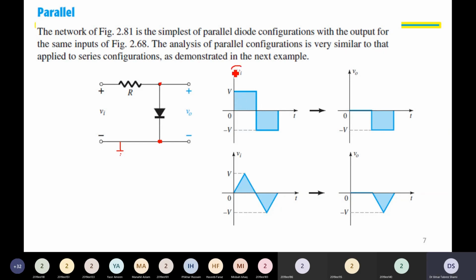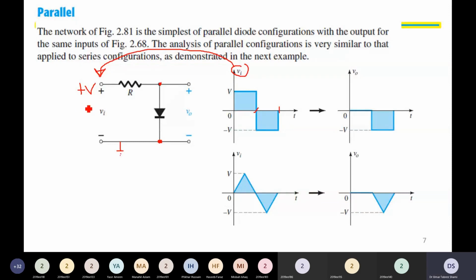We see V input, which is applied at the input terminals. The input voltage is such that it is positive V from time 0 to time t/2, and then from time t/2 to time t, it is a minus voltage. So what will the resulting output voltage look like? First, let us provide the positive V from time 0 to time t/2.